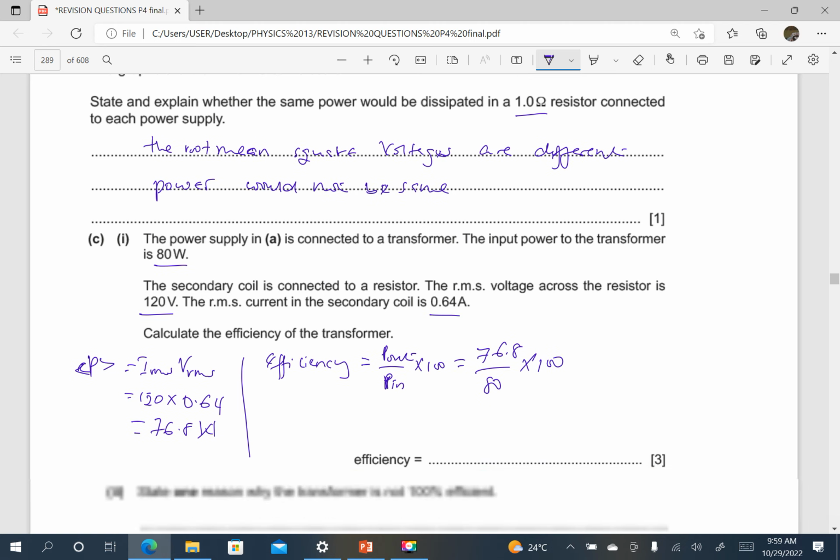When we talk about input power, we are looking at average. When we talk about input EMF in a transformer, we are looking at the root mean square values. So this is going to be approximately 96%. So the answer here is going to be 96%.